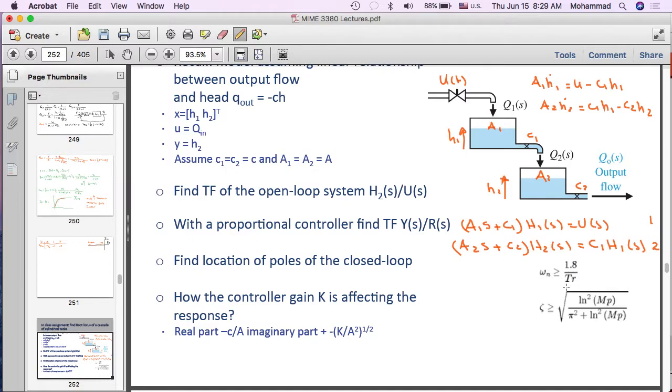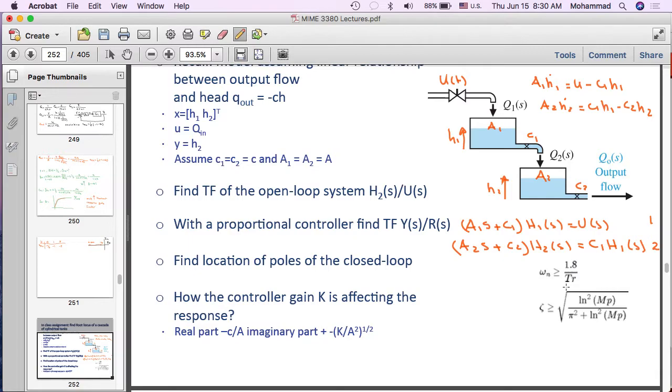So if you look at each of these two tanks and write the conservation of volume, A1 H1 dot is the change of volume in the first tank. That is equal to volumetric flow coming in minus volumetric flow going out, so U minus C1 H1. And for the second tank, A2 H2 dot is C1 H1, which is the input to the second tank, minus C2 H2, the flow going out of the second tank.